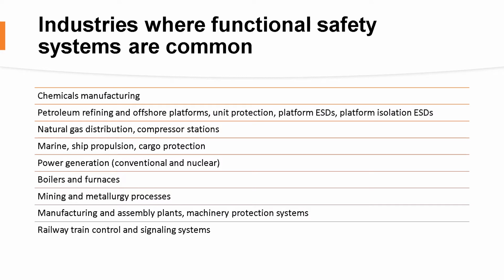For our topic of safety instrumented system, we need to take a closer look at the industries where active or functional safety systems are commonly found. There are chemical manufacturing, petroleum refining and offshore, natural gas distribution, marine, power generation, oil and furnace, mining and metallurgy process, manufacturing and assembly plants, railway train control, and signal system.